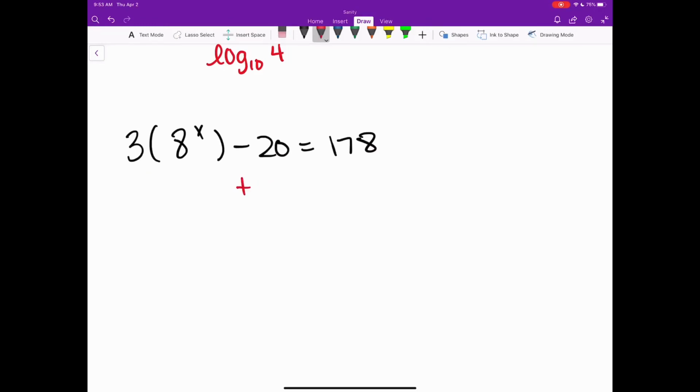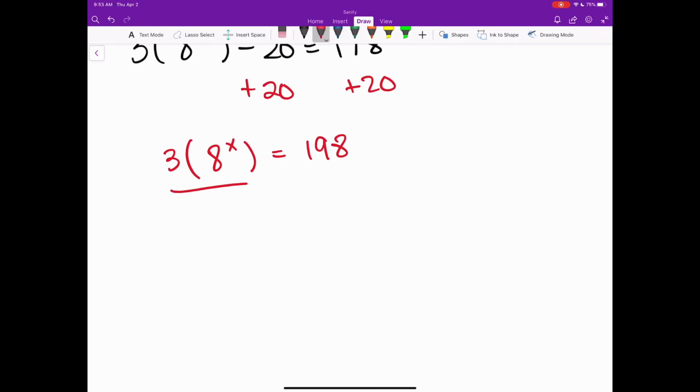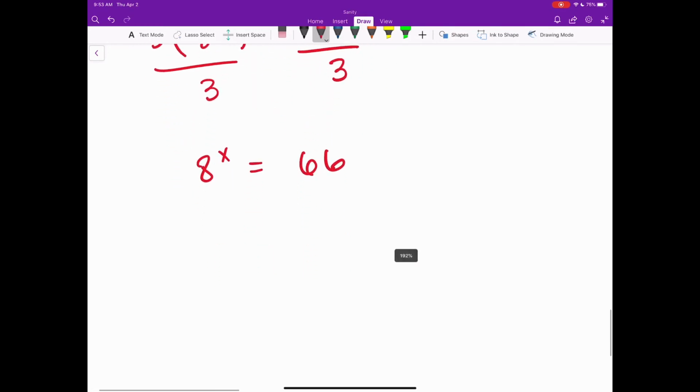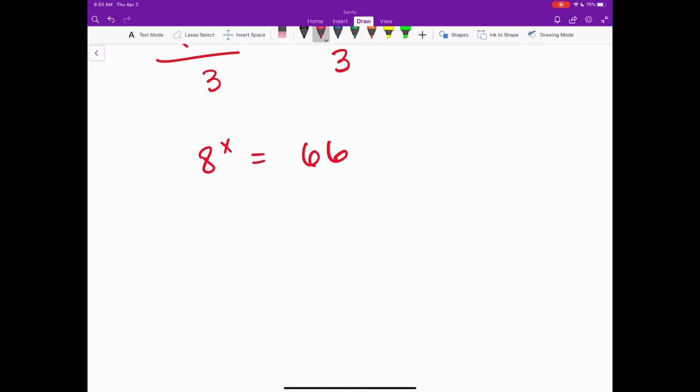So I'm going to add 20, just like we've been solving equations since the dawn of time. Adding 20, that gets you 198 on this side. We're going to divide by 3 until we see that nice exponential equation. What do we got? 198 divided by 3 is 66. Now I have 8 to the power of x equals 66.